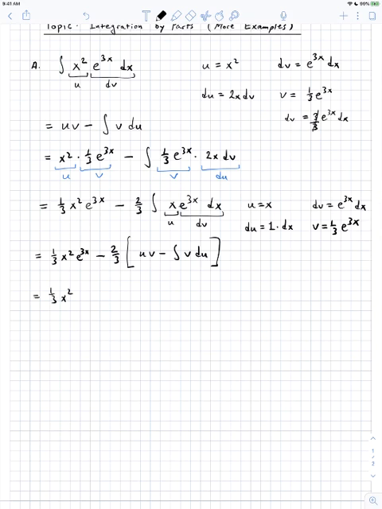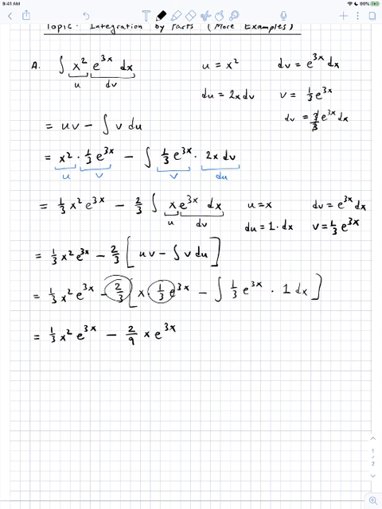So we have 1/3 x squared e to the 3x minus 2/3 times, and now we do u times v, so it's x times v, which is 1/3 e to the 3x, minus the integral of v, which is 1/3 e to the 3x, times du, which is 1 dx. So this has now given us another integral, but this integral we don't need integration by parts. That has an elementary antiderivative. Let's just simplify this a little bit. 1/3 x squared e to the 3x. There's not really anything you can do with that. But now we have 2 over 9 times x e to the 3x. That's 2/3 times 1/3, which gives me the 2 over 9.